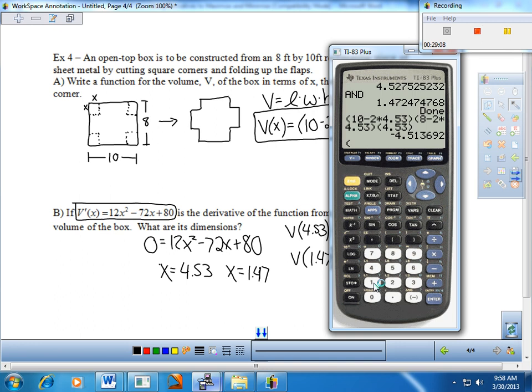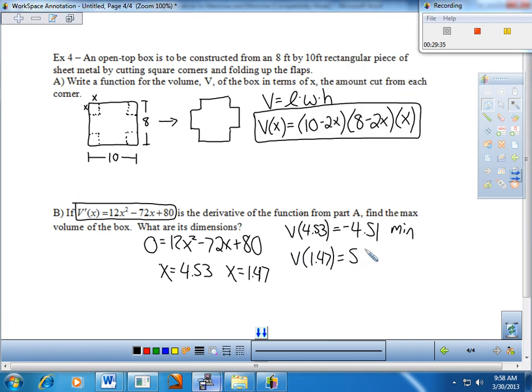Let's go get it. So 10 minus 2 times about 1.47, and then 8 minus 2 times, same deal, of course, 1.47, and then times 1.47. There we go. And we get our maximum volume of about 52.51, and this would be cubic feet. And that's your max.